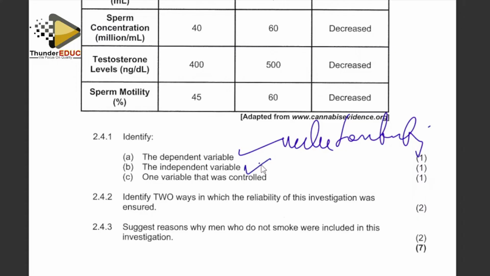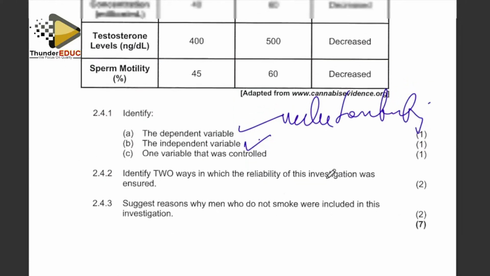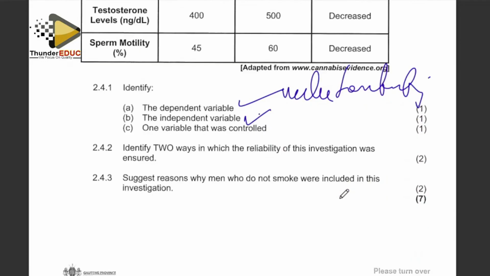And then one variable that was controlled. What did you control here? You can see that you controlled the number of males who were used. You controlled that I want to make them 200. You can also see that 400 males were used, and the ethnicity also was controlled. Even the age group was also controlled, so that you are able to bring about that reliability. I think that one is done.